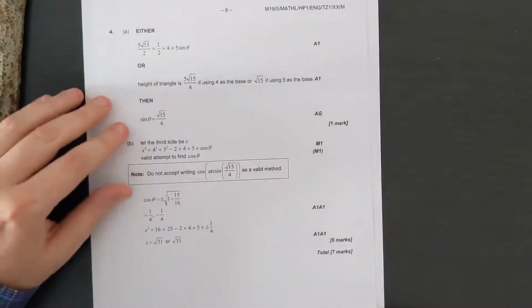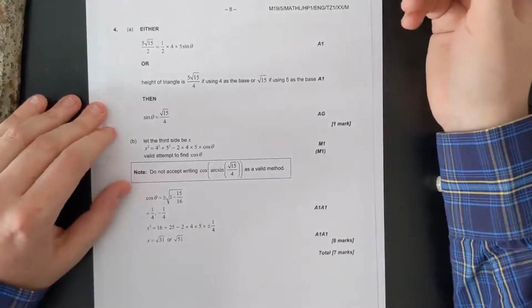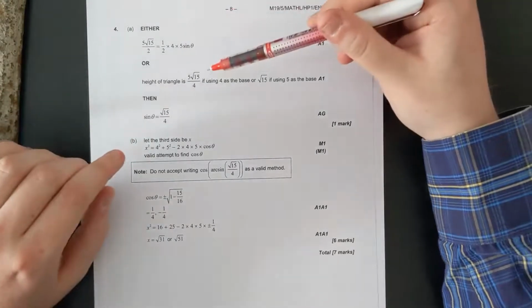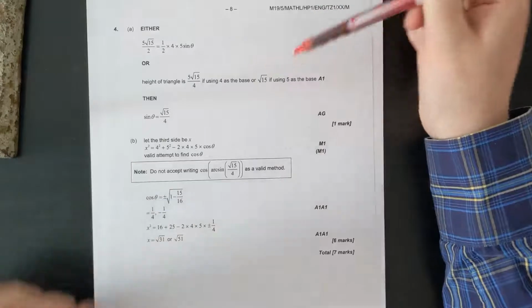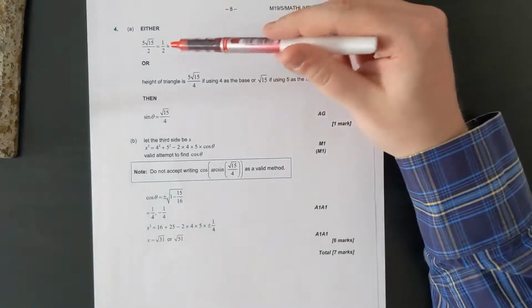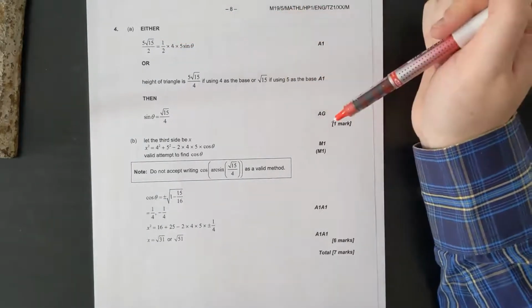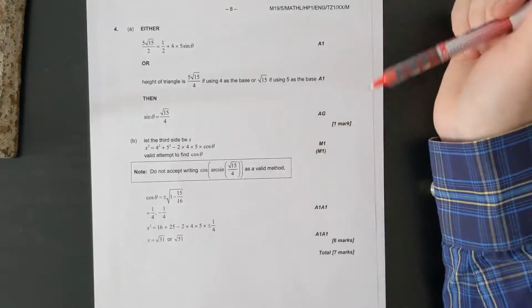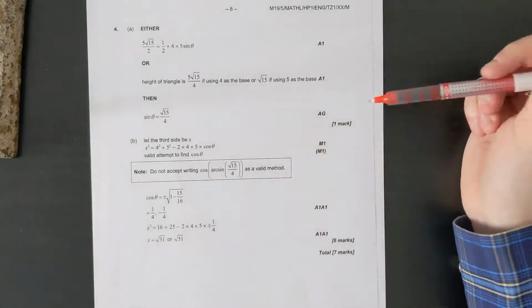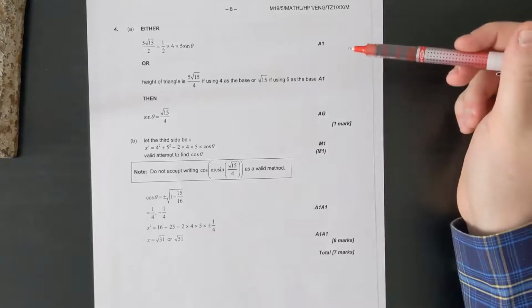Looking at the mark scheme for this question, for part A, you get 1 mark either for working out the height of your triangle. I don't really know why you'd bother doing that, or just A equals a half ab sine C, and then simplifying using basic algebra. It's only worth 1 mark. It's really just there to help you and give you a hint for part B.